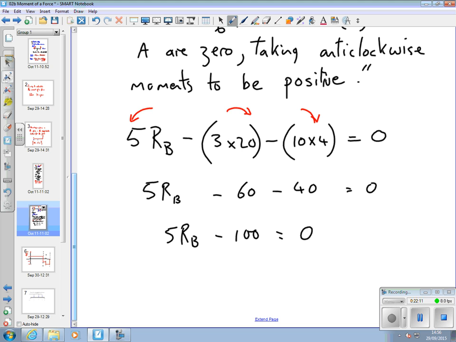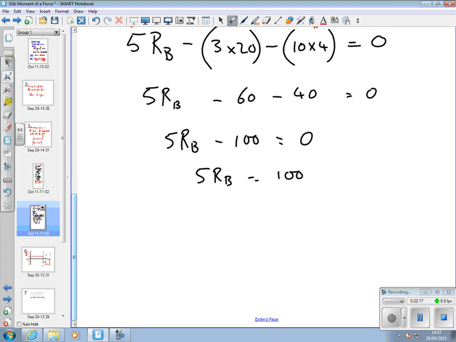Add 100 to both sides, equals 100. Divide both sides by 5, 20. Same answer, but set out differently.